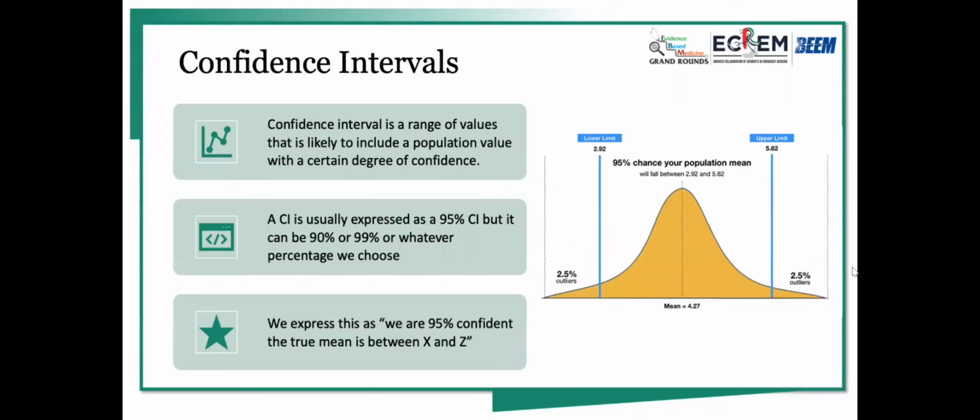So again, a confidence interval is a range of values that is likely to include the mean population value, with about 95% confidence. I could choose any number I want. It's just traditional to choose 95%. And basically, when I say it, I say I am 95% confident that the true mean is somewhere between here and here.